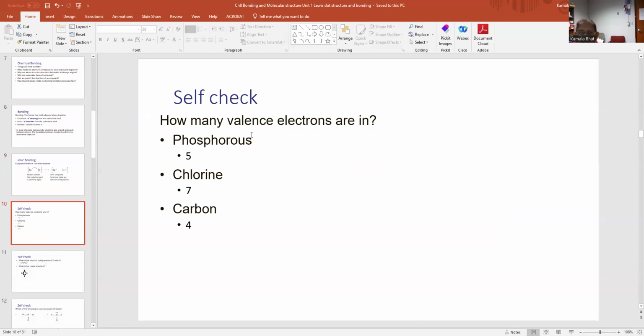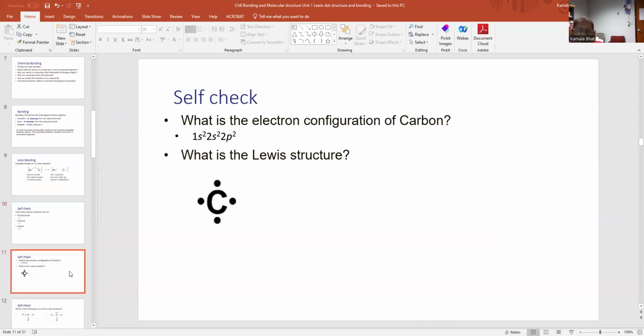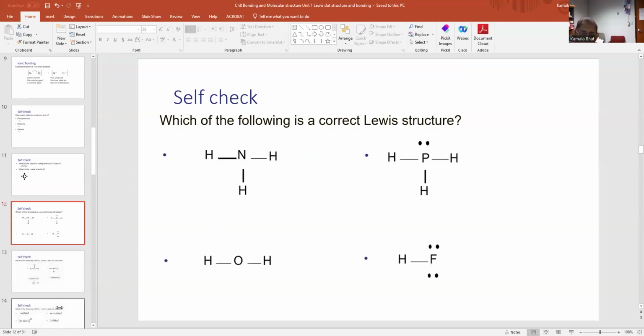So this is a quick study for a checkup: how many valence electrons are there in phosphorus, chlorine, and carbon. You can just go to the periodic table and remember the group. The electronic configuration for carbon, element number 6, is 1s2, 2s2, 2p2, and therefore the total valence shell electrons are 4, and therefore carbon belongs to group 4.